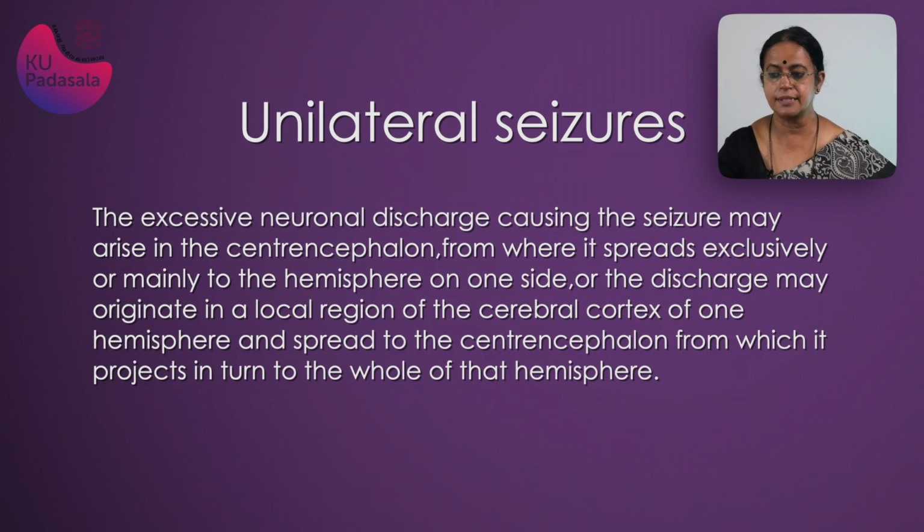The excessive neuronal discharge causing the seizure may arise in the centrencephalon, from where it spreads exclusively or mainly to the hemisphere on one side, or the discharge may originate in a local region of the cerebral cortex of one hemisphere, spread to the centrencephalon, from where it projects in turn to the whole of that hemisphere.